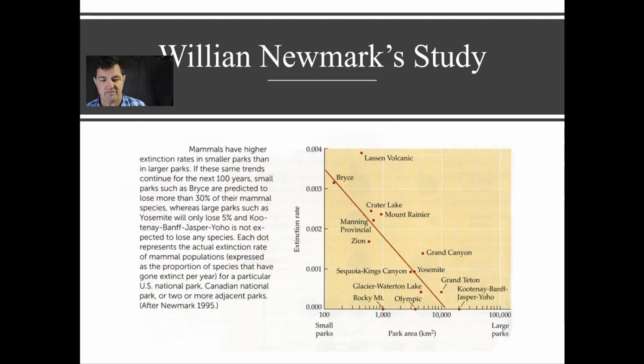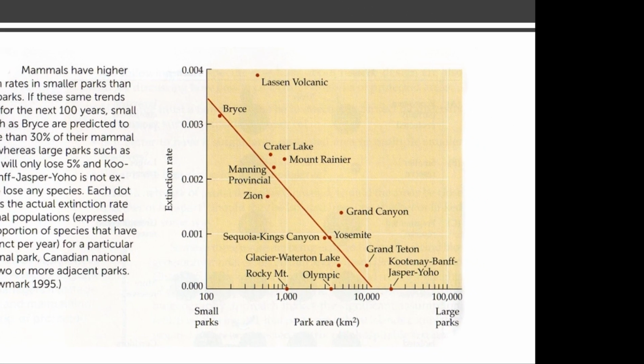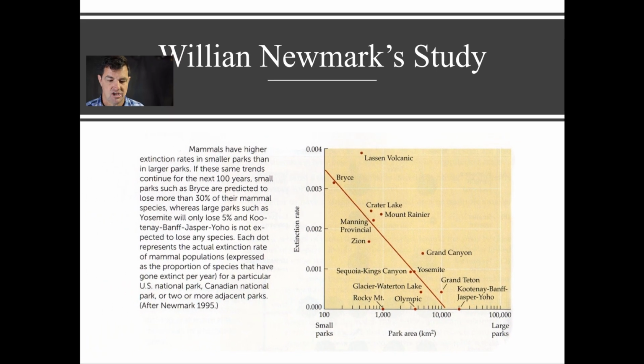Here's a graph that shows data from William Newmark's study. And so you can see the extinction rate on the y-axis and the park area on the x-axis. And you notice as the area increases, the extinction rate decreases, which is what you would expect to happen.